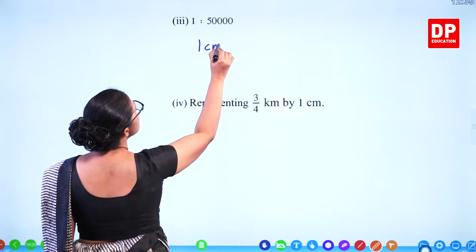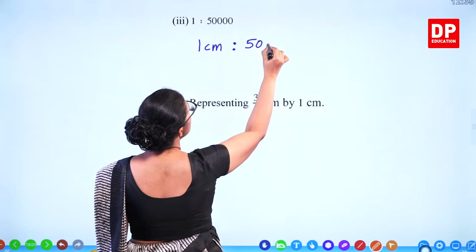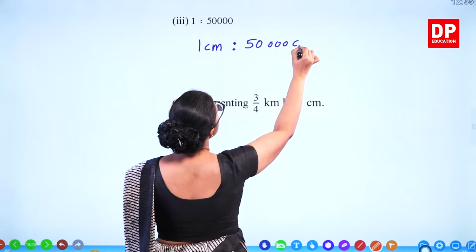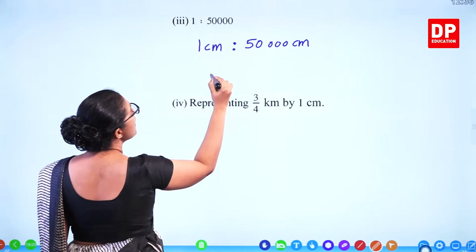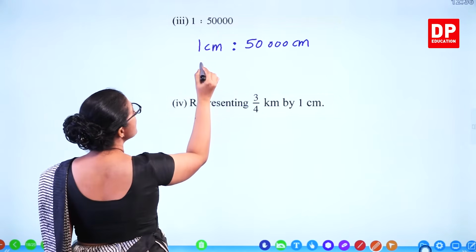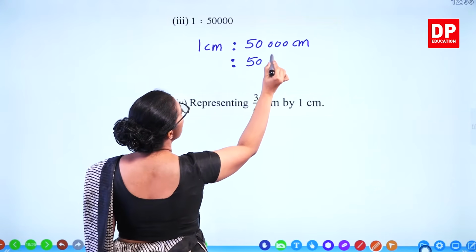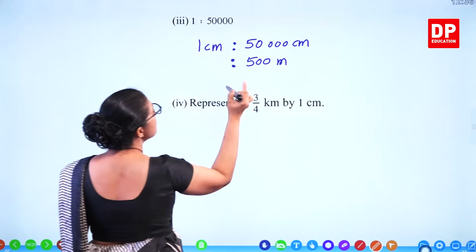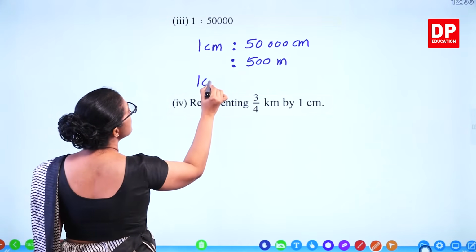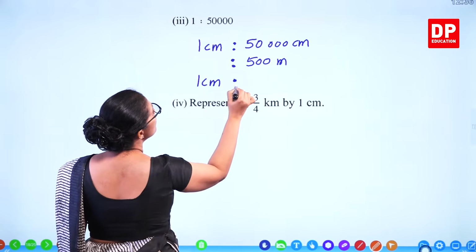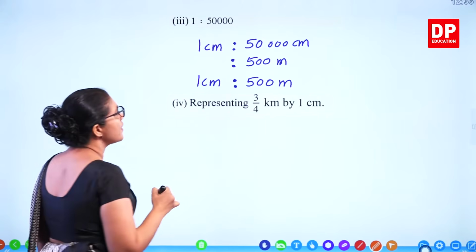So that means 1 centimeter is 50,000 centimeters. So I can divide by 100 first. That means 500 meters. Then I can say 1 centimeter to 500 meters. That's another way of expressing this.